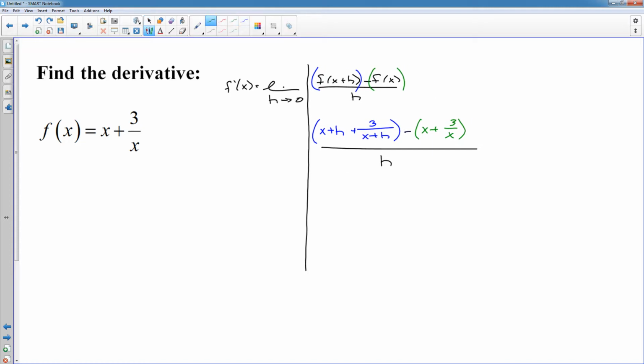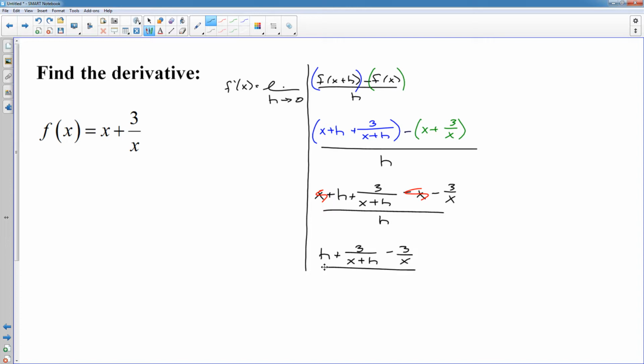And to do that, we're going to start by distributing that negative in the numerator. So x plus h plus 3 over x plus h, distribute that negative, x minus 3 over x. That's all over h. And then you'll notice the x's cancel, cancel, cancel. And now I'm down to h plus 3 over x plus h minus 3 over x. Well, that's the numerator anyway, all of that over h.